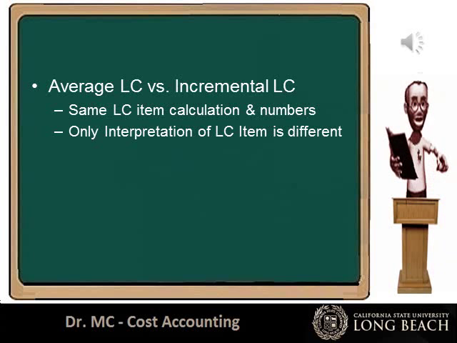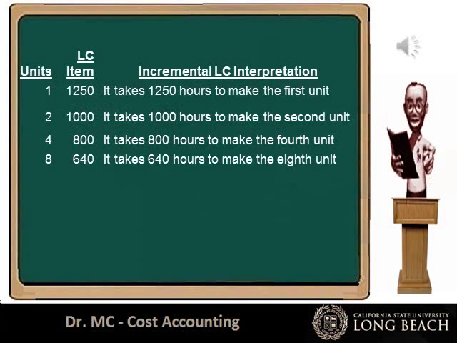In this slide, our learning curve is an 80% incremental learning curve that gives you the time it takes to make each unit. As you can see, the learning curve items are the same as we calculated before. The interpretation for this incremental learning curve is that it takes 1250 hours to make the first unit, 1000 hours to make the second unit, 800 hours to make the fourth unit and 620 hours to make the 8th unit.